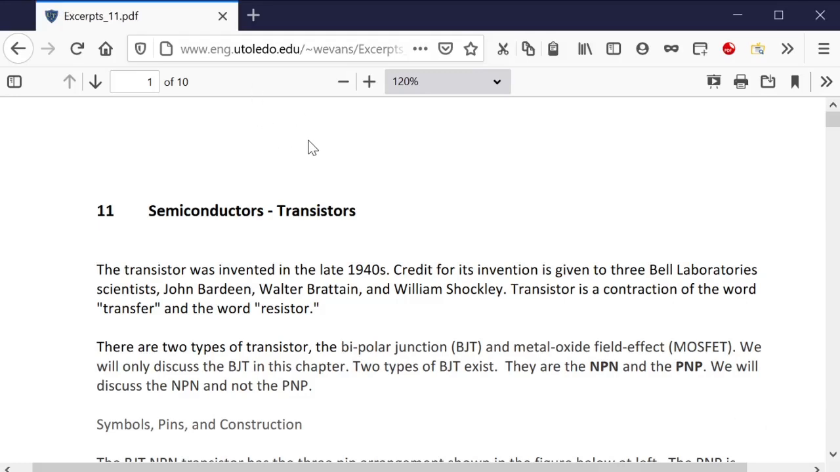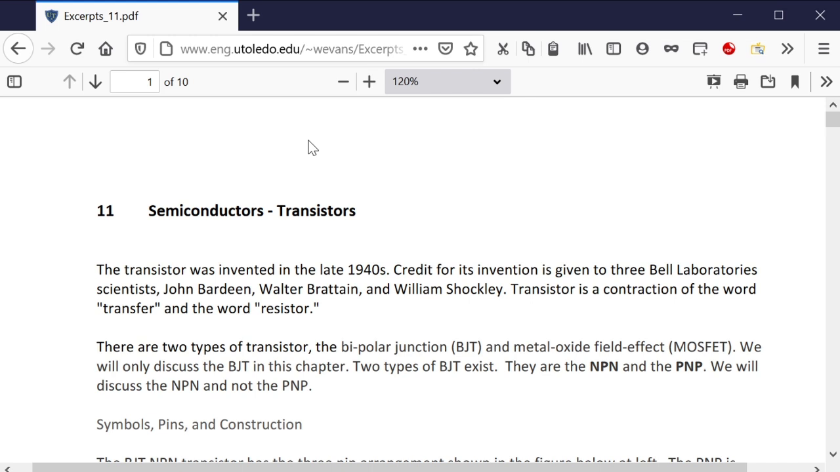Hello, we're going to talk today about Chapter 11 and a little bit about Chapter 12. Chapter 11 talks about transistors. The transistor was invented in the late 1940s, and its invention was credited to three Bell Laboratory scientists, John Bardeen, Walter Brattain, and William Shockley. Transistor is a contraction of the word transfer and the word resistor.